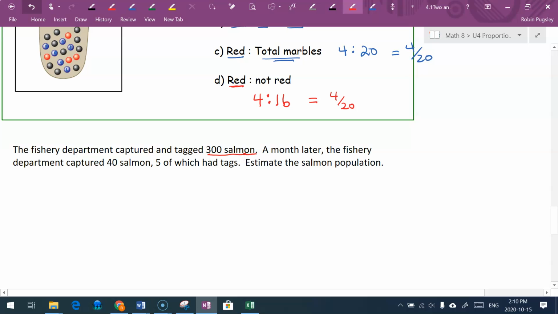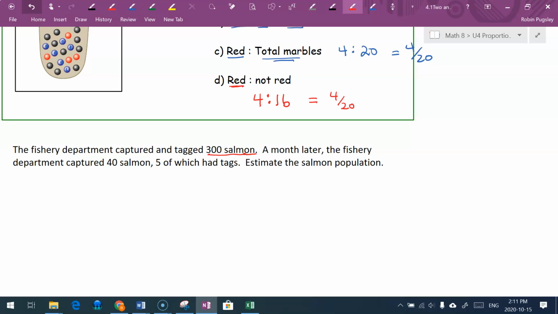So this is a good way, and this is what's used at the fishery department and many different places, to track population of different species. So we know we've put 300 salmon back into the ocean and they've all been tagged. A month later, they go and capture 40 salmon. Of those 40 salmon, 5 of them have tags.